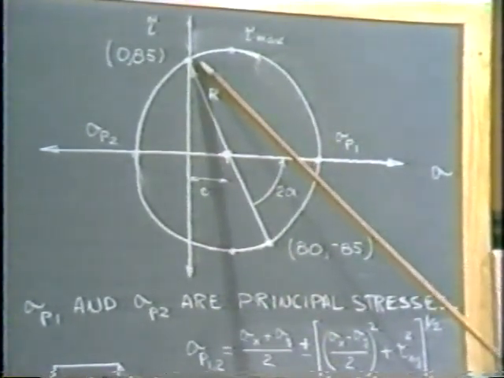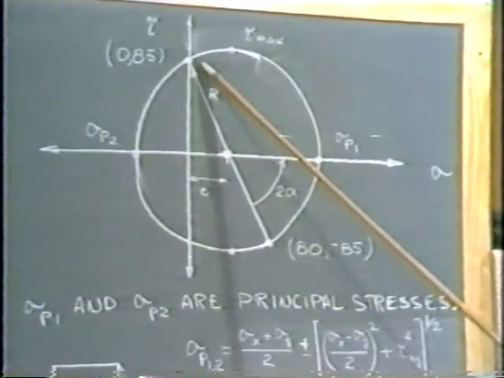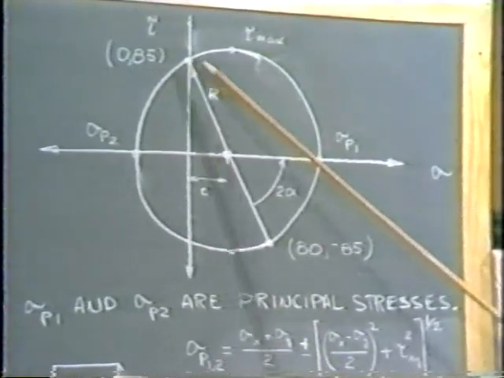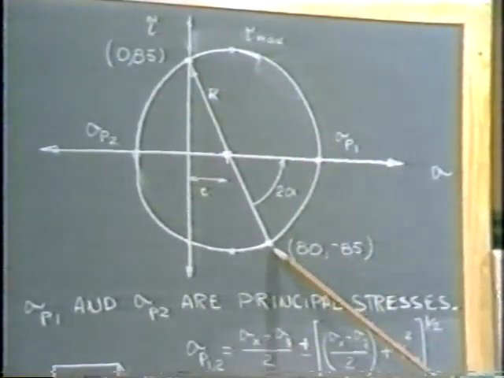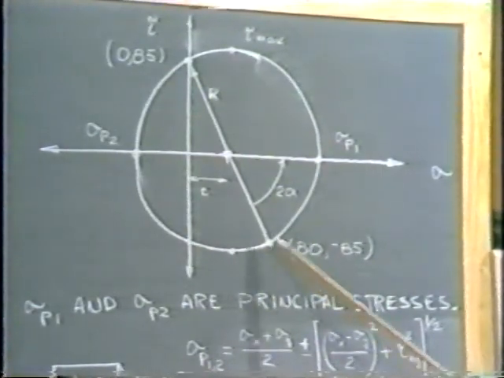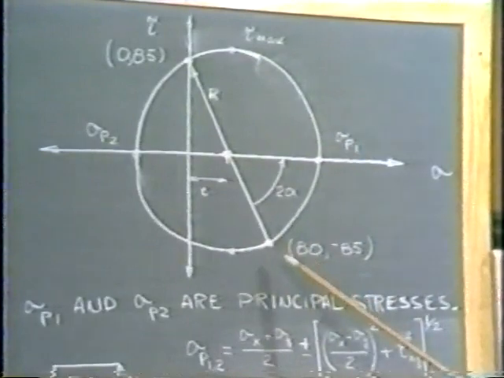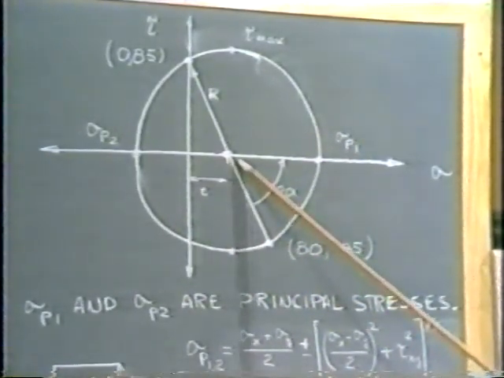The next step I said was to use these 2 points to draw the diameter of a circle. I've done so by connecting these 2 points with the diameter of the circle. Next step is to complete the circle, and I've done so by drawing a circle whose center, by the way, will always fall on the sigma axis.